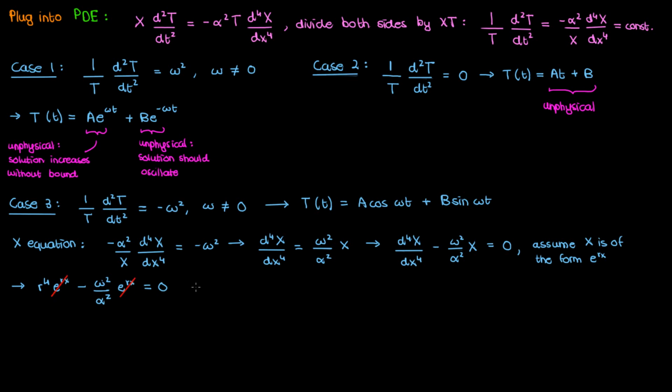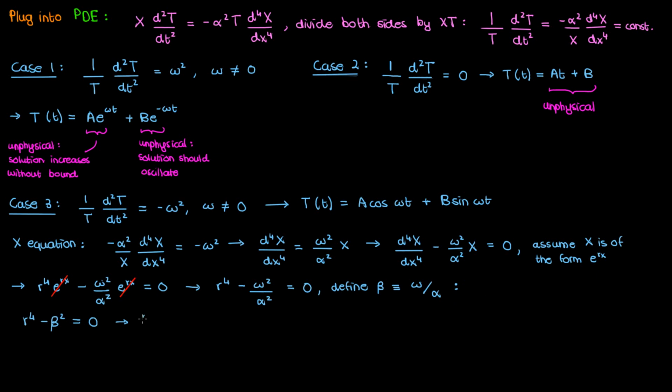Now we can cancel the e to the rx because it can never be 0, in which case we get the following equation for r. I'm going to define another constant beta as omega over alpha just to simplify the writing a bit. When I do that, I get r to the 4 minus beta squared equals 0 as my equation for r.